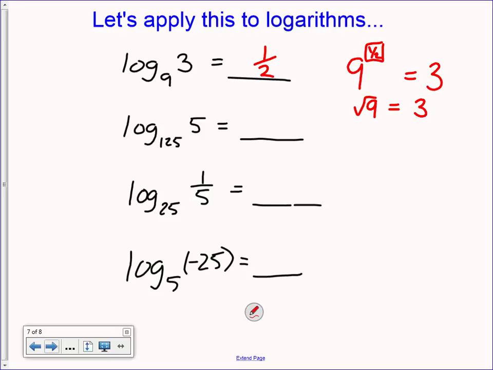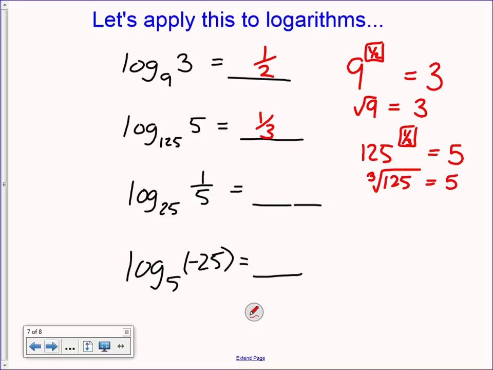Okay, next one, we have log base 125 of 5. We want to figure out what that equals. So again, the idea is 125 raised to what power equals 5? Well, we're looking for a fractional exponent here. So what we're looking for is 1/3, which converts into a cubed root. The cubed root of 125 is 5. Okay, so this equals 1/3.